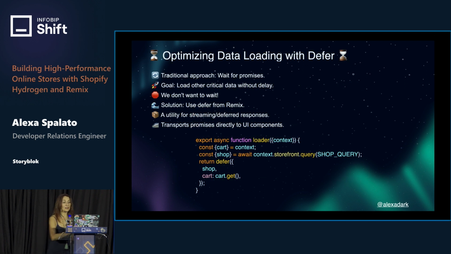Okay, so this is our loader, and we get the cart from the context, and then we get the data from the cart with the function cart get. But here we don't want to wait for this promise to be resolved because we need the shop data for the SEO. We want it immediately. So we are going to use defer, which is a Remix utility for creating streaming and deferred responses. It will transport the promises to our UI components.